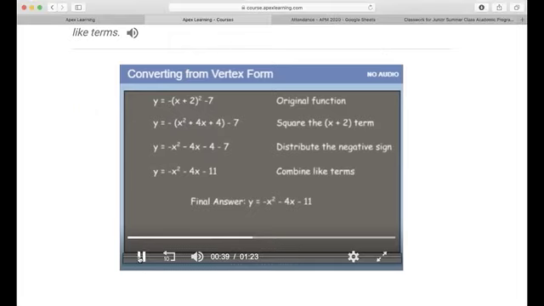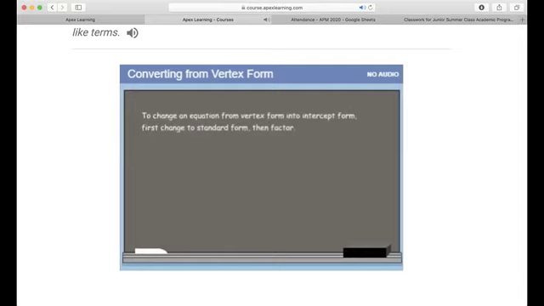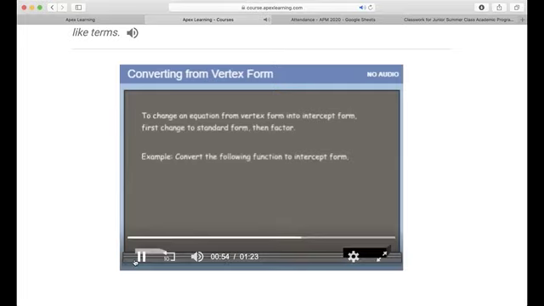Moving forward here. Whenever you're converting from one form to another, it is usually best to go to the standard form. It's kind of the easiest, like our go-between. So if we're going to change from the vertex form to the intercept form, we're first going to go to the standard form and then we're going to factor, because I told you the intercept form is basically the factored form of our quadratic.